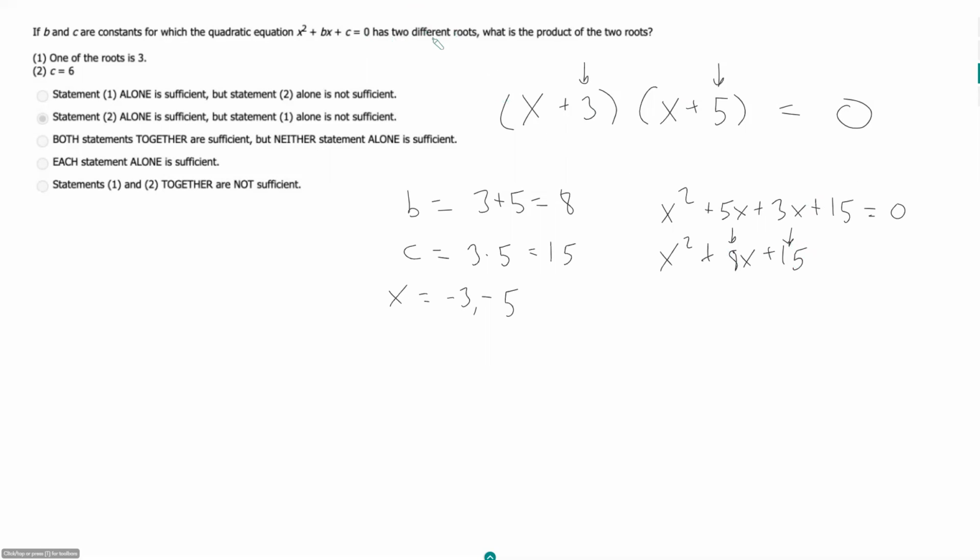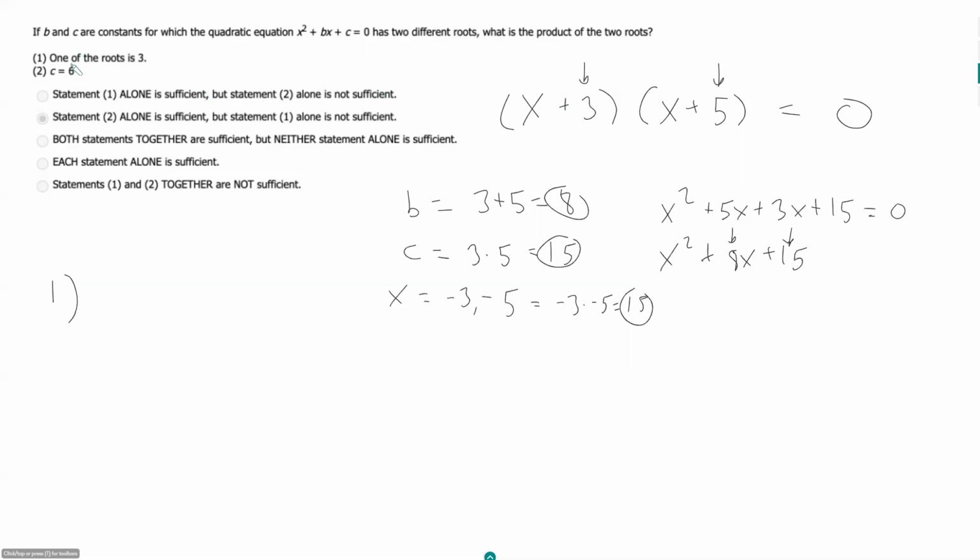And so they are asking for here the product of our two roots. So in this case, it would be -3 times -5, which is also equal to 15. So that's just a recap of quadratics. Now let's actually see if we can solve this.